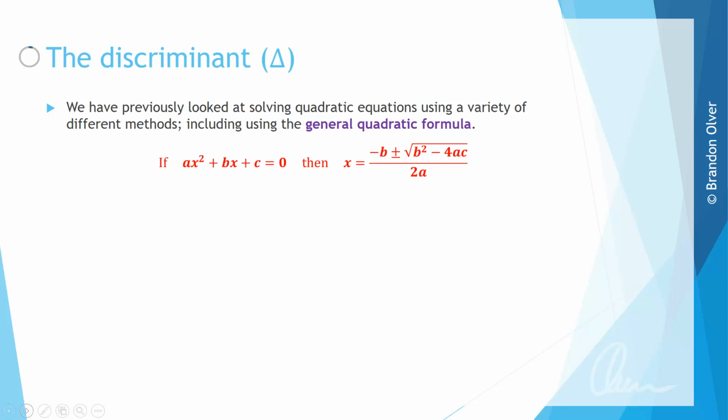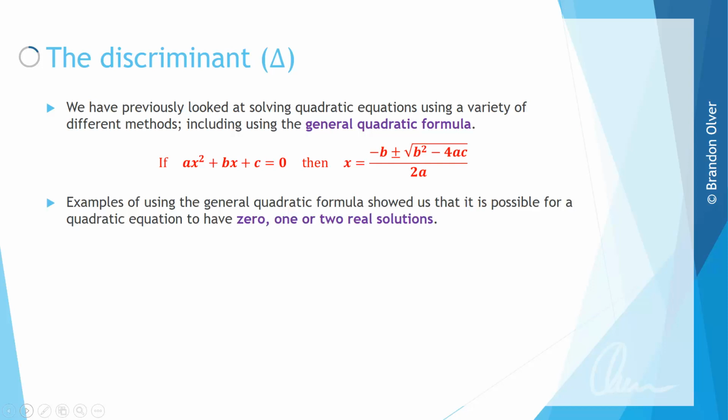So previously you may have looked at solving quadratic equations using a variety of different methods. One of those would have been the quadratic formula, or hopefully you've seen the general quadratic formula before now, which states that if we have a quadratic equation in the general form ax squared plus bx plus c equals 0, then our solutions are given by negative b plus or minus the square root of b squared minus 4ac, all divided by 2a. So examples of using the general quadratic formula show us that it is possible for quadratic equations to have 0, 1 or 2 real solutions.